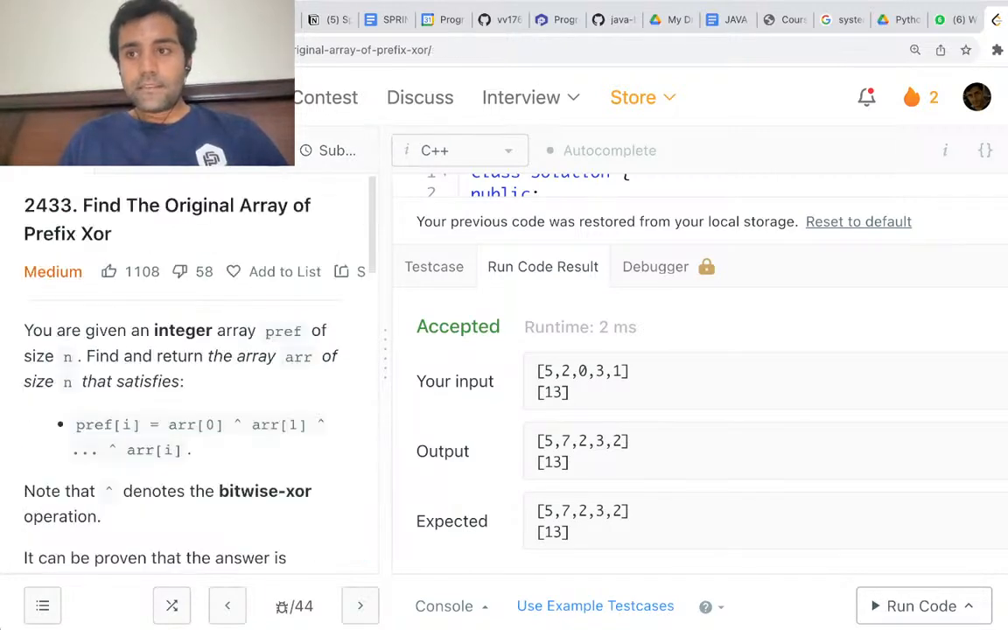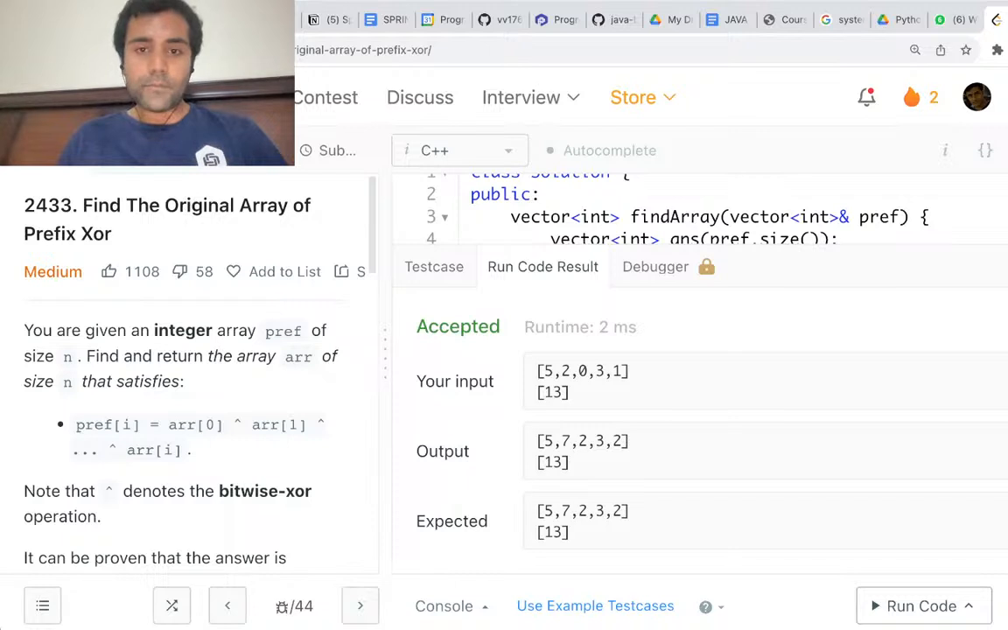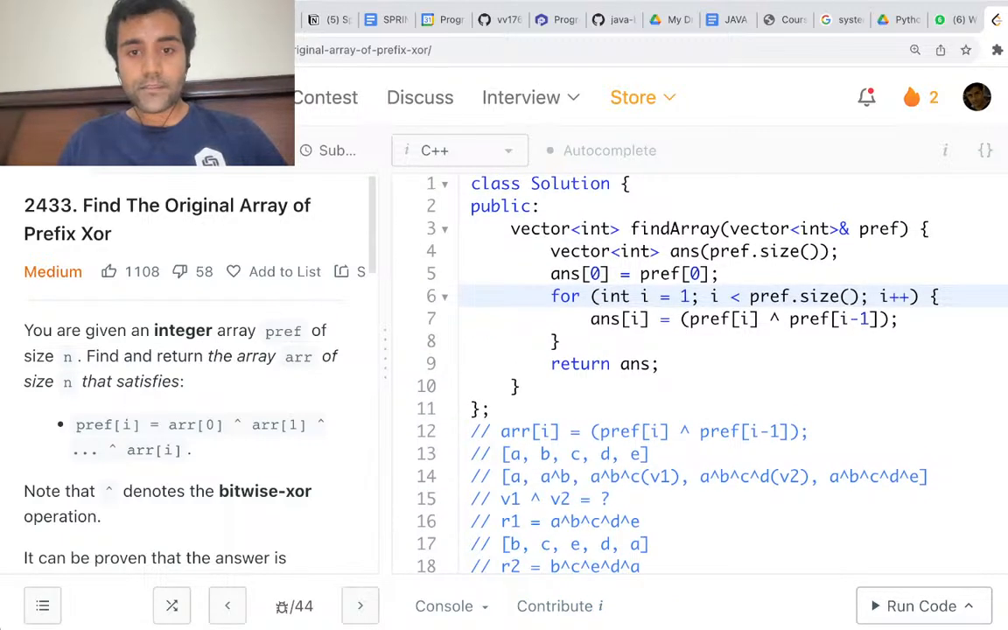Great. The final thing is to talk about the time and space complexity. So what is the time complexity? Quite clearly I can see that the loop is running for n times, so the time is going to be order of n. Is there any extra space that we have used?